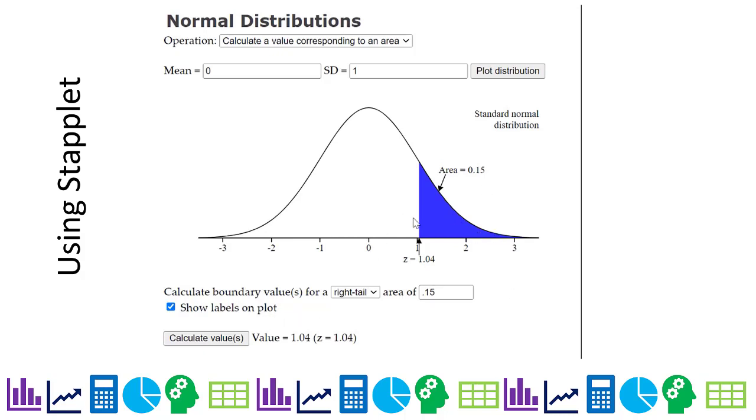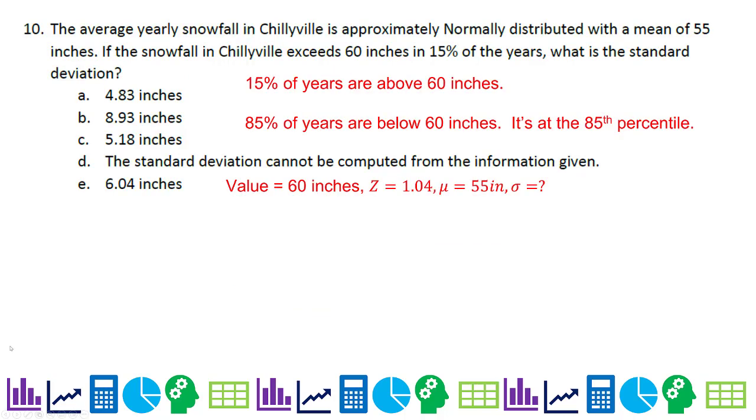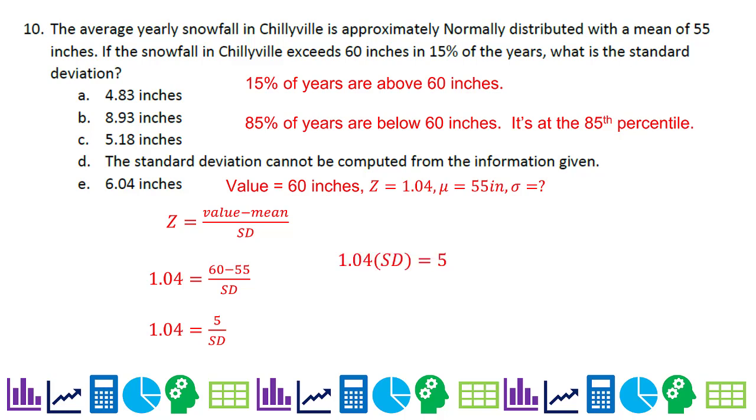In this case, we said 60 inches was the mark for the upper 15%, and there you go. So now we have our value, we have our z-score, we have our mean, and we're trying to find our standard deviation. We bring up this formula that you should be very familiar with, and we substitute in what we know. We get 1.04 equals (60 minus 55) over the standard deviation, or 5 over the standard deviation. Then I multiply both sides by the standard deviation, divide both sides by 1.04, and I get 4.83.